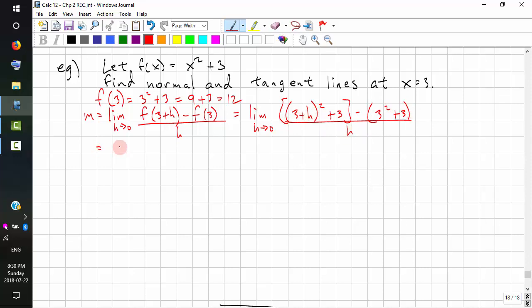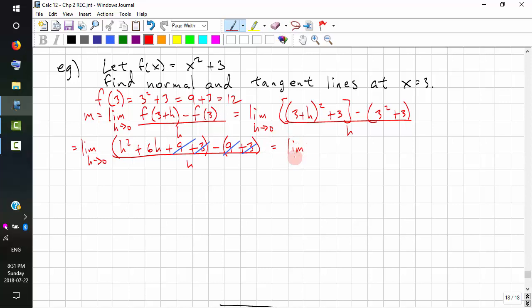Now we expand this. We get, again, I'm going to put this in reverse order. This is going to be h plus 3. So we have h squared plus 6h plus 9 plus 3 minus 9 plus 3. This is in brackets all over h. And I forgot my limit. Limit h goes to 0. Let's cancel some things out. 9, 3, 9, 3. Okay, this is a minus distributing in here.